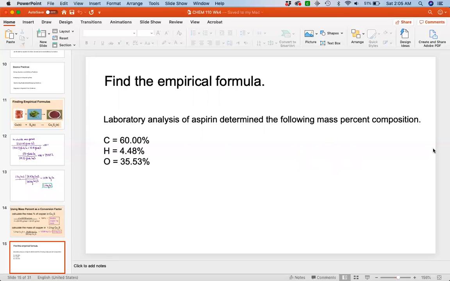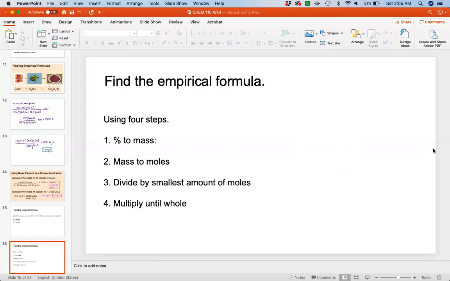Let's think about finding the empirical formula. So if we have laboratory analysis of aspirin that was determined to have the following mass percent: carbon was 60%, hydrogen was 4.48%, oxygen was 35.53%. And then we're going to use 4 steps. We're going to convert our percent to mass. We're going to convert our mass to moles. We're going to divide by the smallest amount of moles, and then we're going to multiply until whole.